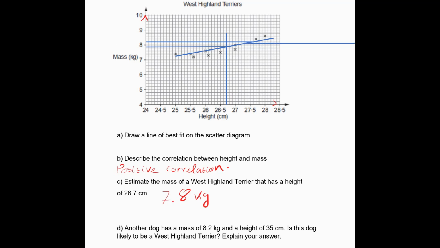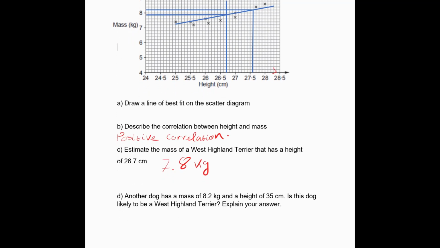So, right, if we now go down from there, right, and if we do that, that gives us 27.6 centimetres, which is quite a lot less than the 35 centimetres. So I would say the dog is unlikely to be a West Highland Terrier.